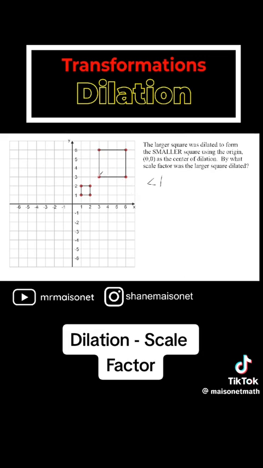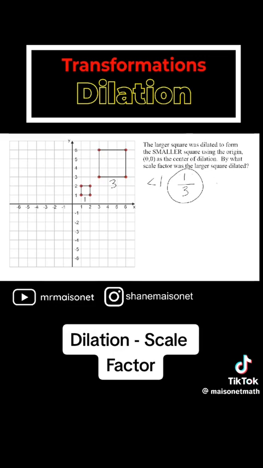For example, this side right here has a length of 3, and its corresponding side has a length of 1. So we just take these two numbers and form a ratio. We put the smaller number on top, which is 1, and the larger number on the bottom, which is 3. The only reason we did that is because we know we're shrinking our shape down, and whenever you shrink something down, your scale factor is going to be less than 1.